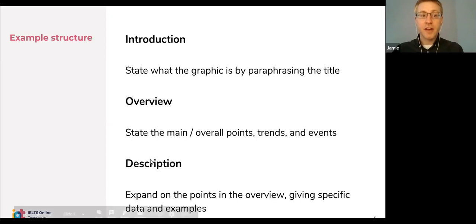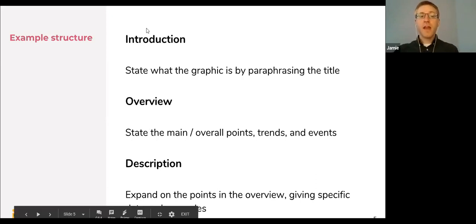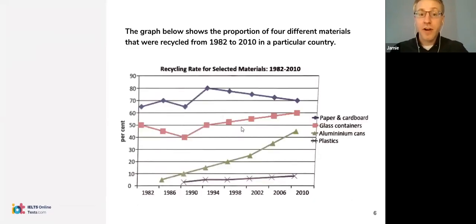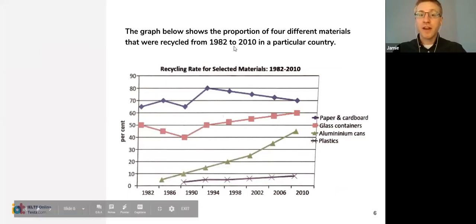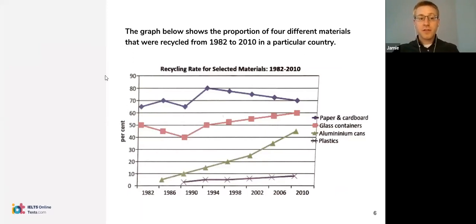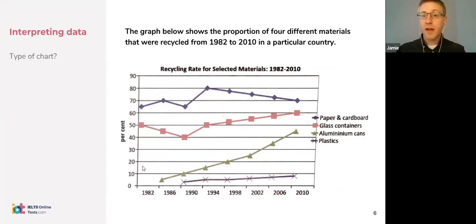Let's take a look at an example graph. The graph below shows the proportion of 4 different materials that were recycled from 1982 to 2010 in a particular country. So our first step when we're tackling this question is to think about what type of graph this is. So can anyone suggest the type of graph? Feel free to put it in the comments.